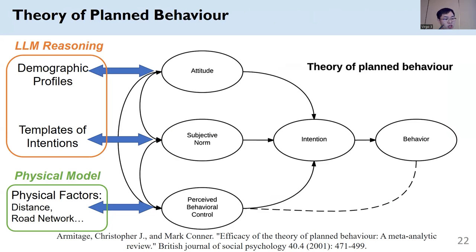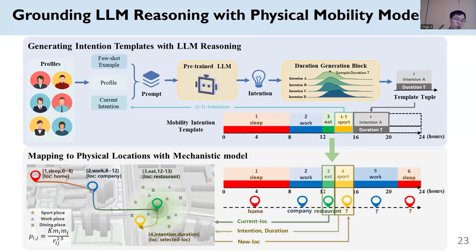Then we believe the LLM is good at doing the first two parts. It's like making sense of the profile and trying to infer a template of the intentions. And the third part, modeling the physical factors, can be offloaded to physical models, right? So that's why we propose a two-stage framework to ground the LLM reasoning with physical mobility models. For the first part, the upper half of the framework, we use the LLM's few-shot role-play capabilities to learn from few-shot examples to simulate intention templates of individuals of a certain profile. When we get these intention templates, we can map them into the physical space with a physical mobility model, like using a tool.